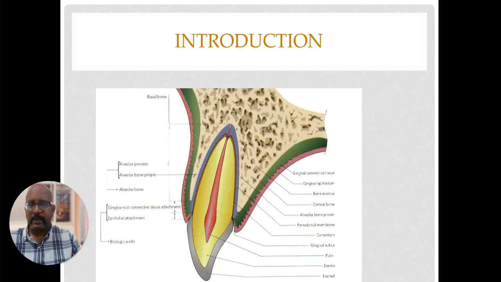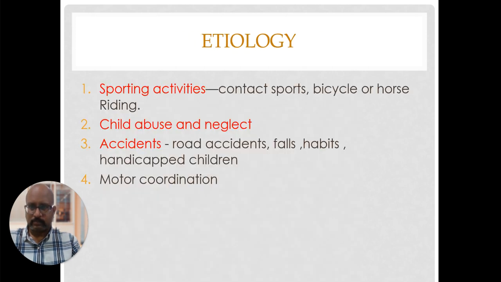Now, if you see the anatomy in a child and an adult, in a child, the alveolar bone is a soft one, so it takes the maximum forces which are transmitted to it. And so, in a permanent dentition, the forces are transmitted back to the teeth because of a hard bony architecture.